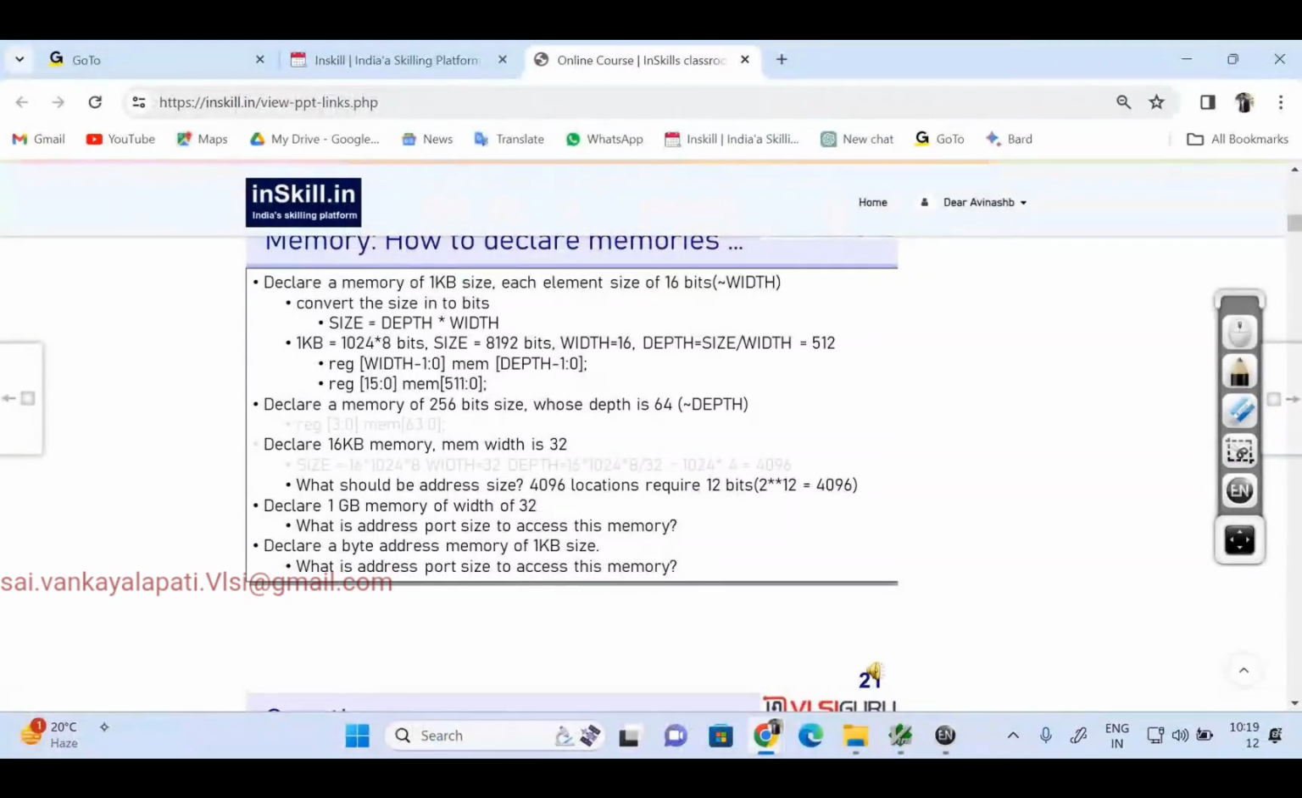Suppose I want to declare 1 GB memory with a width of 32. What is 1 GB memory? The size I have been given is 1 GB. What is the size in bits?